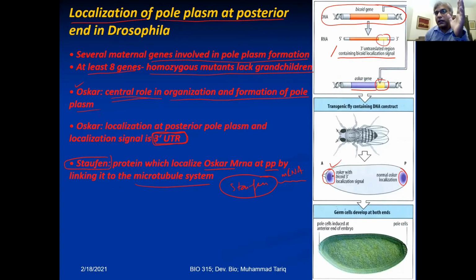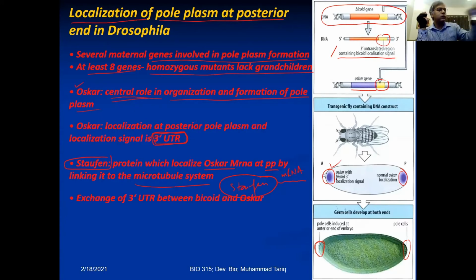What is the consequence? Due to localization of OSCAR at the posterior pole, you see here development of pole cells. These are the normal pole cells due to the wild type products of Oscar. But localization of Oscar at the anterior end contributes to development of pole cells, in the formation of pole plasm, at the anterior end. So this is a beautiful experiment. Is it clear so far? You haven't asked any question?